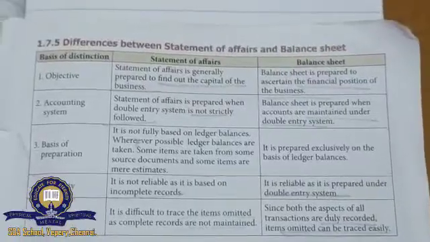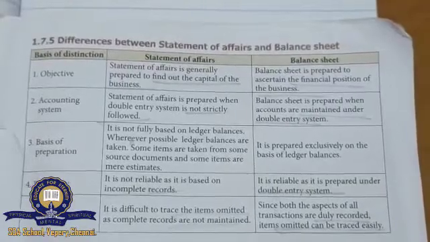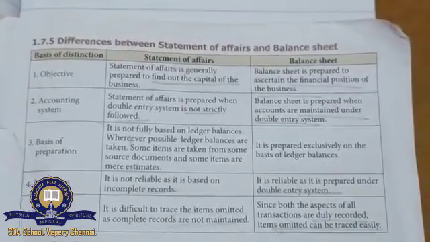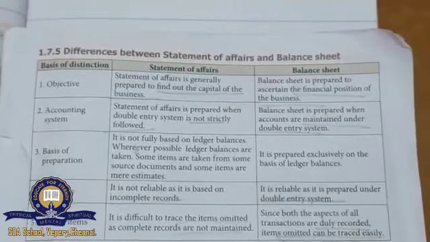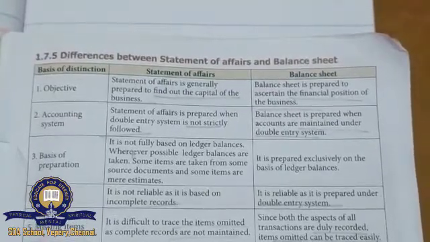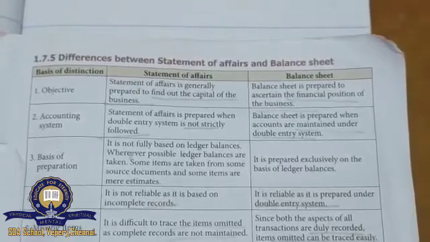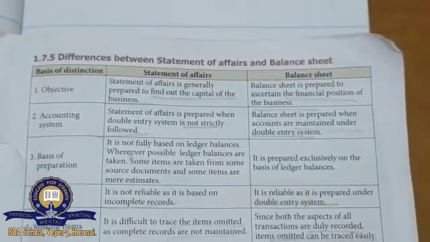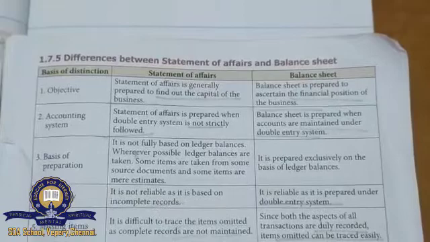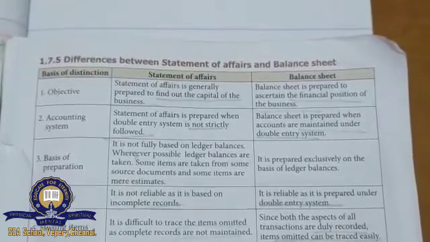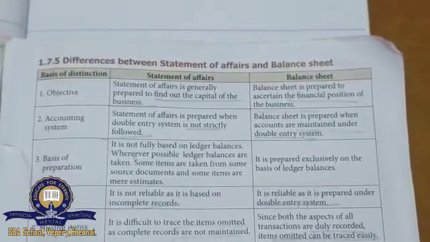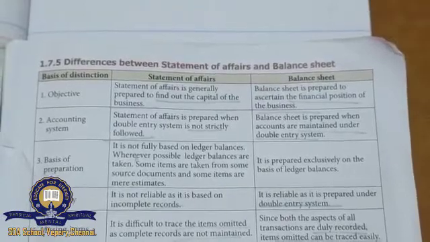Now we are going to see the difference between statement of affairs and balance sheet. This was an important theory question. First one is objective. In a statement of affairs, they are going to find out the capital of the business. In a balance sheet, the financial position of the business. Second point is accounting system. A statement of affairs is not strictly followed. The balance sheet is maintained under the double entry system.